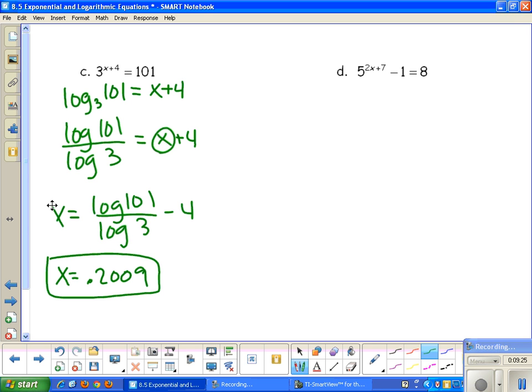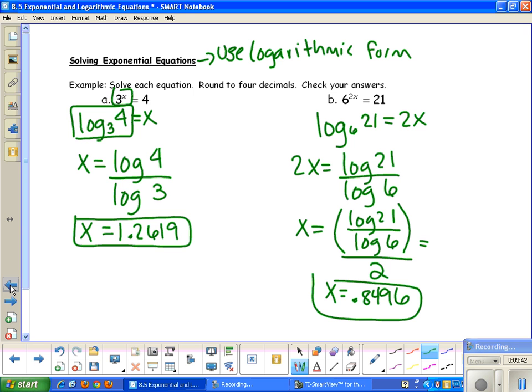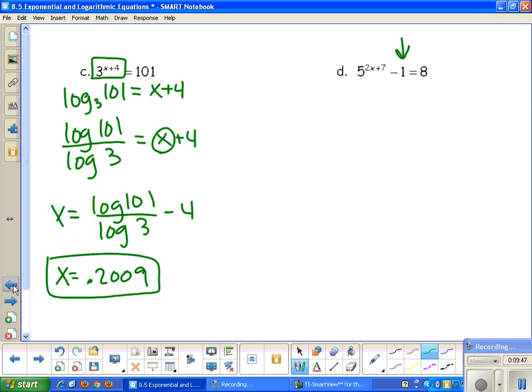So D, we're going to do the same thing, except if you notice, it's a little bit different than all the other problems that we had. Why is it a little bit different? Because of this -1 right here. Notice that in all the other problems, we had the exponential part by itself on one side of the equation. That's the exponential part, over here this was the exponential part, and this is the exponential part. So before we can solve these problems, we always want to have the exponential part on one side of the equation by itself. So I need to get this by itself by adding 1 to the other side. So you get 5 to the 2x plus 7 equals 9.